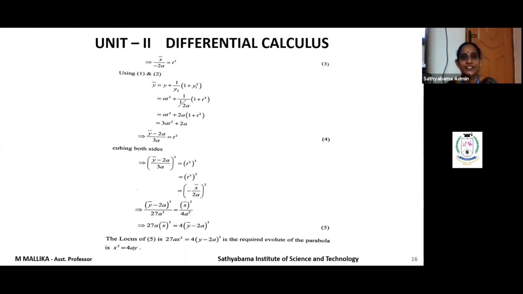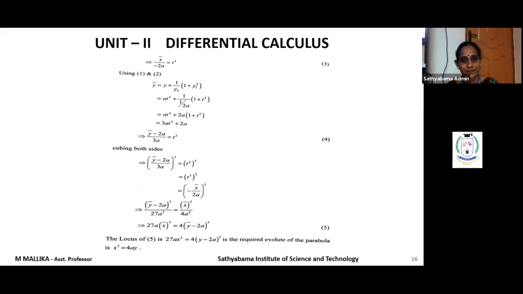So now look at equation 3 and 4. Equation 3, I got t in terms of x bar. Equation 4, I got t in terms of y bar. So two steps are over. What is the first step? Expressing in parametric form is over. Next one is expressing x bar in terms of t, y bar in terms of t. So two steps over. What is step 3?